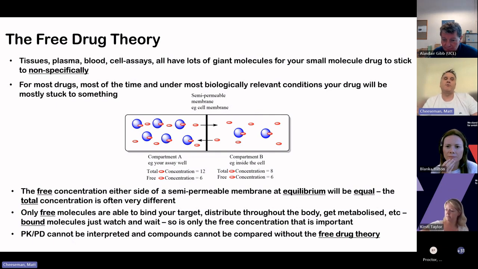And we use this idea to really drive how we interpret PK and then how we extrapolate that to PKPD and understand the effect of our drug and how it's working. So it's a super, super important idea.